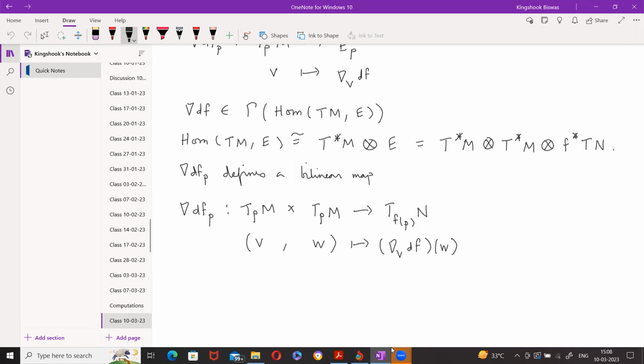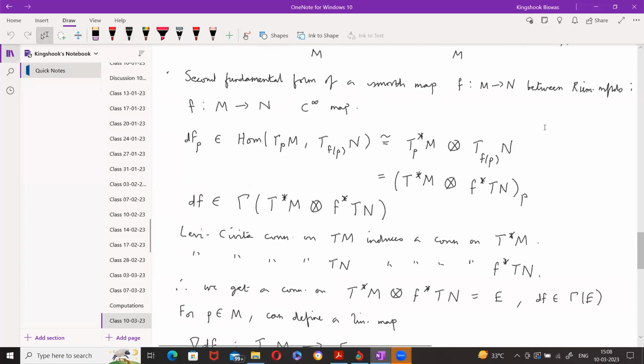Okay, so is the definition of the second fundamental form clear? It comes from the connection, the induced connection on the bundle E, which is T star M tensor F star TN. Is that clear? Yes, sir. Okay.